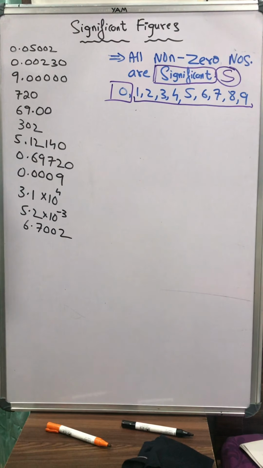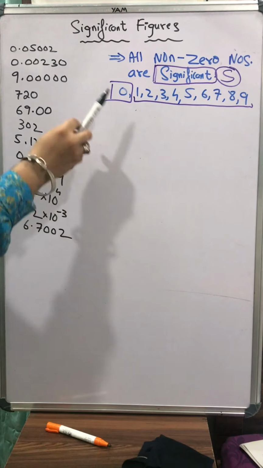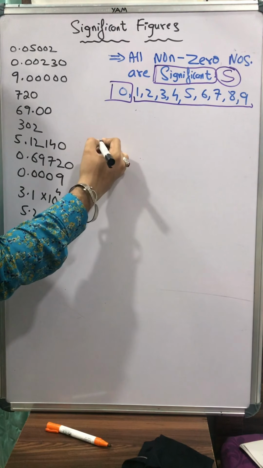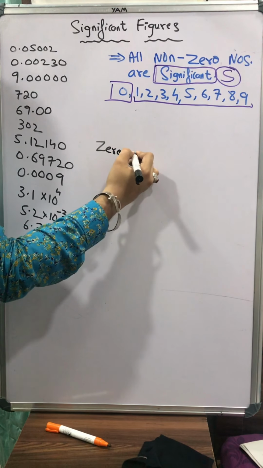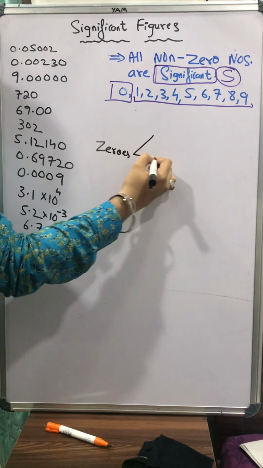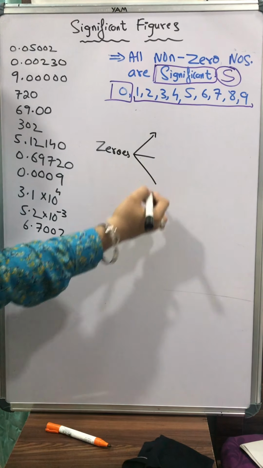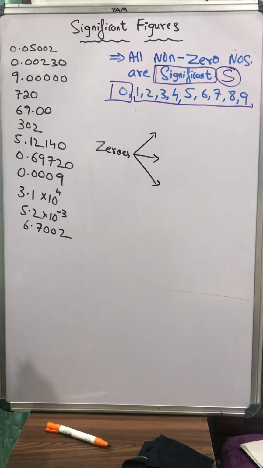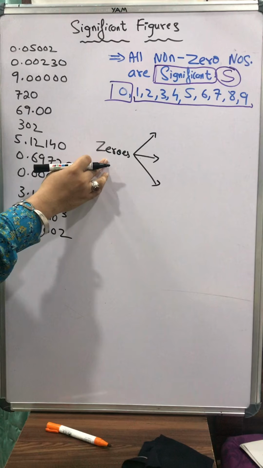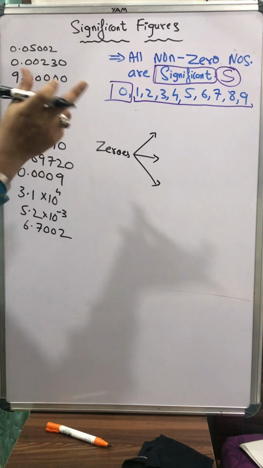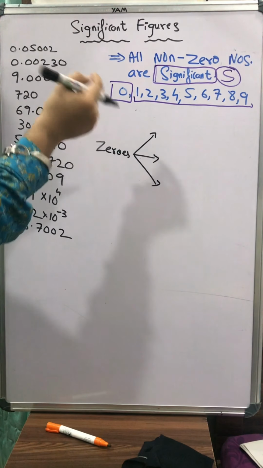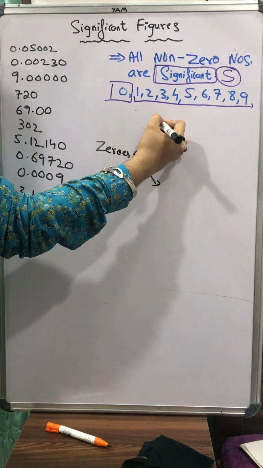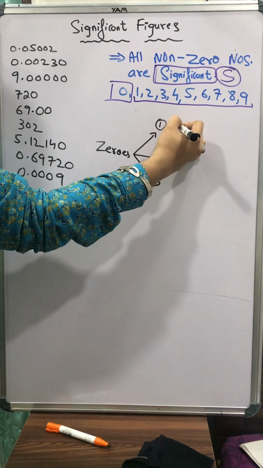Here comes the catch. So let's see, students, what we understand with this 0. Now students, with zeros, we can have 3 cases here. The first case will be zeros can be trapped within significant figures. So I'll say first will be trapped zeros.